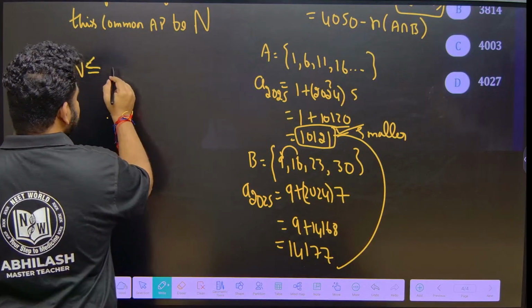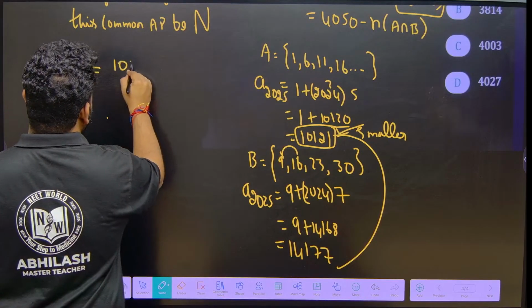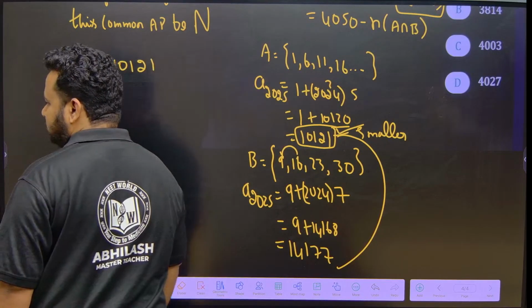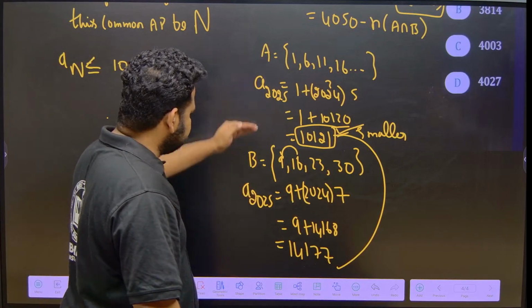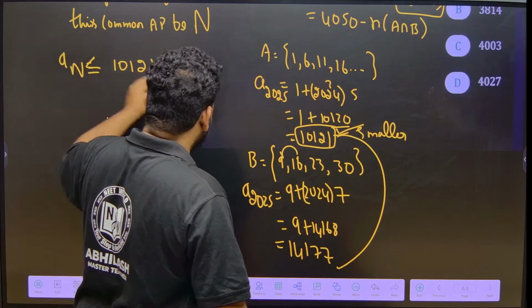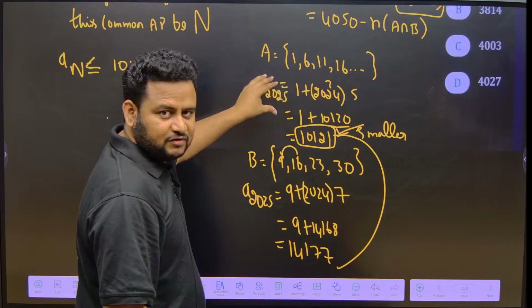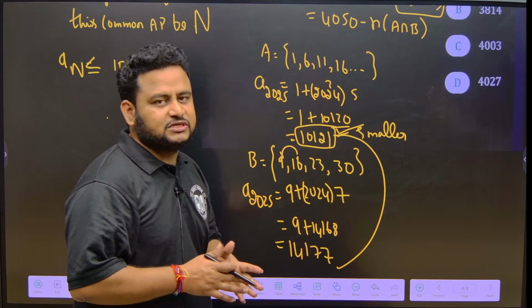It is less than or equal to, what is that? It is 10121. Okay, this is the concept you have to understand. There are two APs, this one and this one. For A025, if you compare, this one is smaller. This AN will definitely be less than this one. That is the concept. If you want to know how the concept works, please watch the concept session.